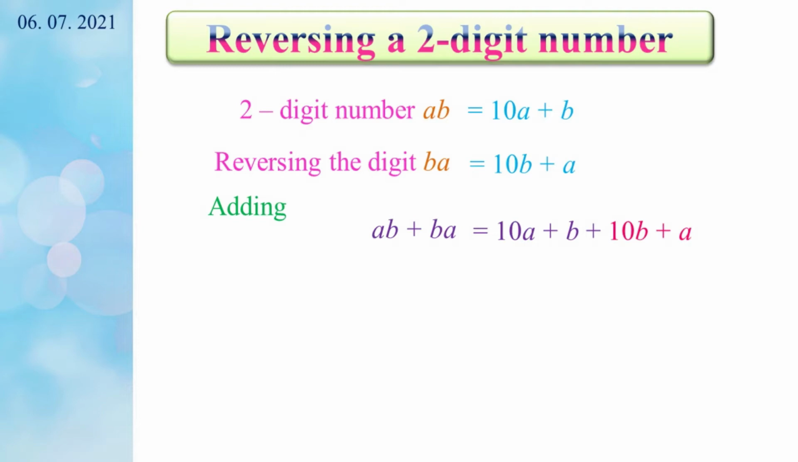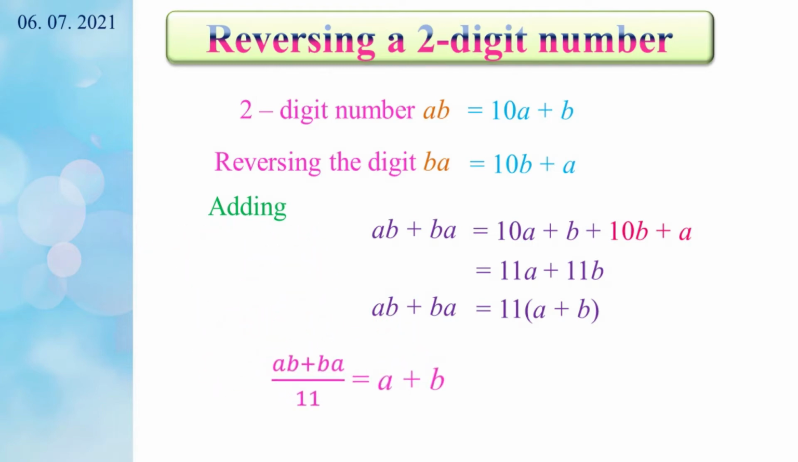Here 10A and A are like terms, and B and 10B are like terms. So we add 10A and A to get 11A, and B and 10B to get 11B. So we get 11A plus 11B. See the answer: 11 is a common factor of both terms, so we can take out 11. AB plus BA equals 11 into A plus B.